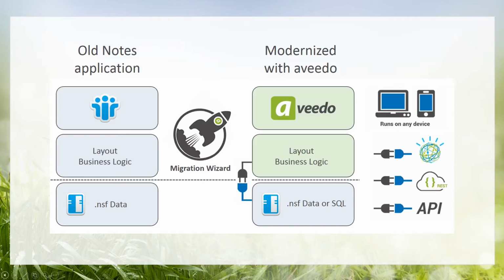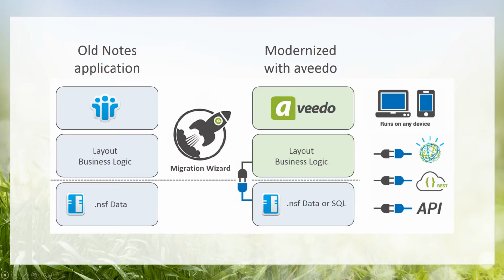We actually take the layout and the business logic, which in the old Notes client applications are in the same file, in the NSF file, together with the actual application data. We separate the layout and the business logic from the application data, and we translate the layout to a new Aveedo configuration, and we translate the business logic and store that inside of Aveedo. But the actual application data stays where it is, just right where it is, inside the same physical .nsf file, and it's just called by our Aveedo application.